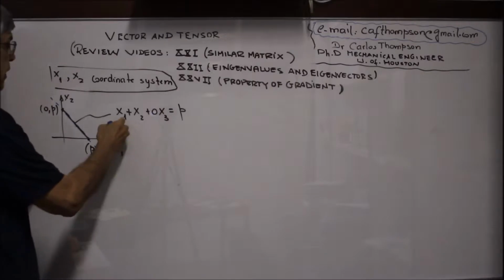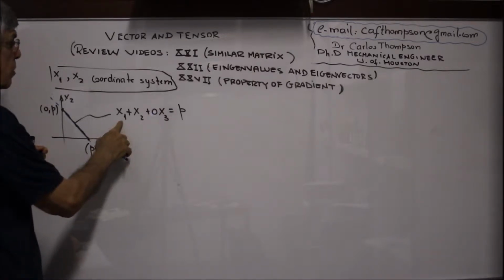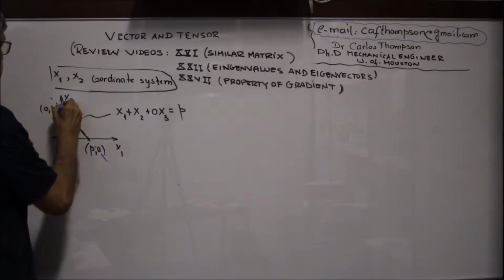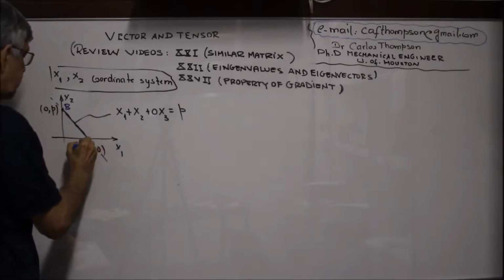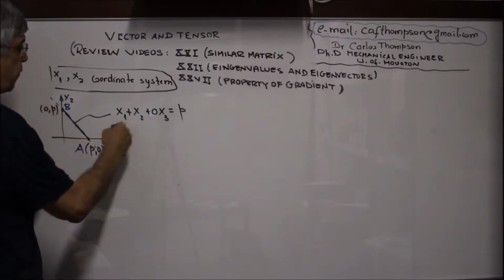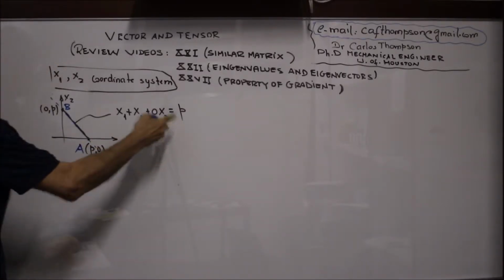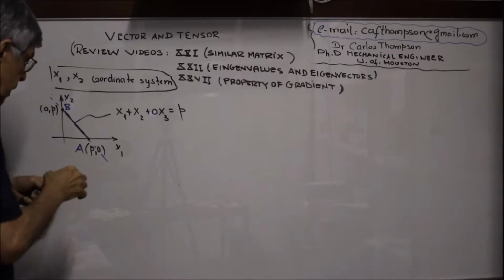Now, it's obvious that for x1 equal 0, x2 is equal to P, so that's point B. And that's point A. For x2 equal 0, x1 is equal to P. So that's the equation of this plane.